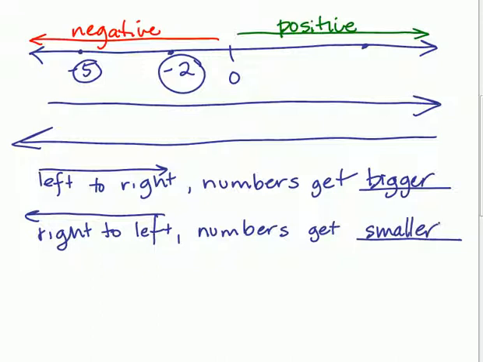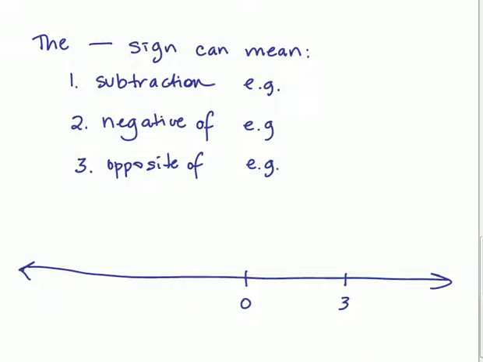Okay, let's see what we can do with this. First to look at is this little sign here, a little horizontal line. It can mean one of three things. It can mean subtraction, and you already know that. So for example, 10 minus 7. There's that little horizontal line. The other two meanings of that little horizontal line are negative or opposite of. These are basically saying the same thing, and sometimes it makes more sense to think of it as negative, and at other times it makes more sense to think of it as opposite.